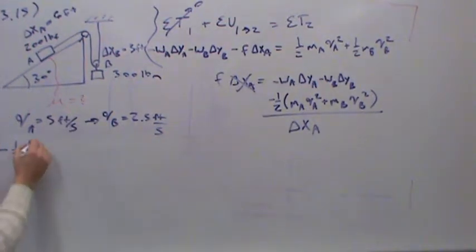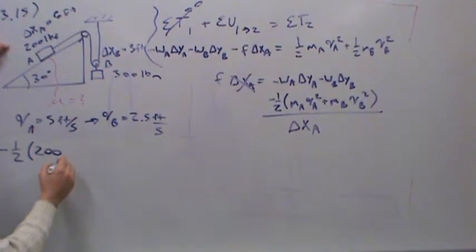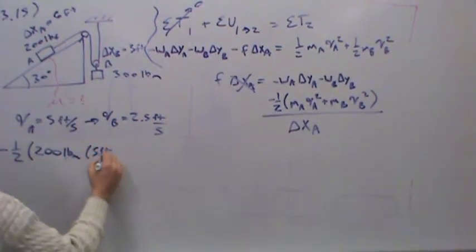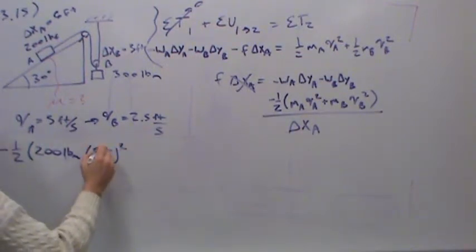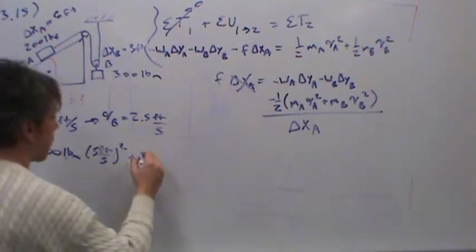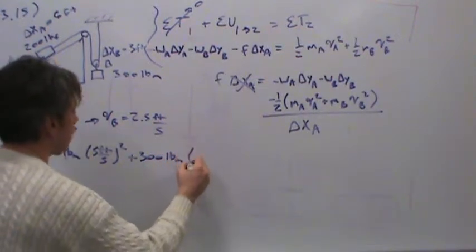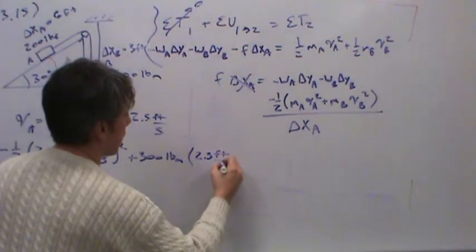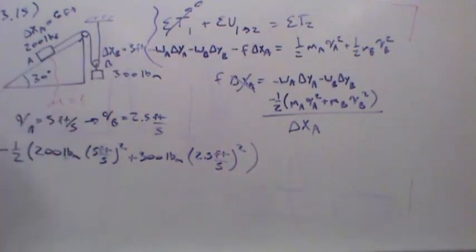So negative 1/2, I need the mass of A. Well, the mass of A is 200 pounds mass. I'll have to use pounds mass because I can't just add the weight of B. I need the velocity of A squared, so that's 5 feet per second, quantity squared. I need a more precise marker. I think this one's pretty wide. Okay, I need the mass of B, 300 pounds mass, times the velocity of B, which we decided would be 2.5 feet per second. All that has to be squared, and that ends the term.